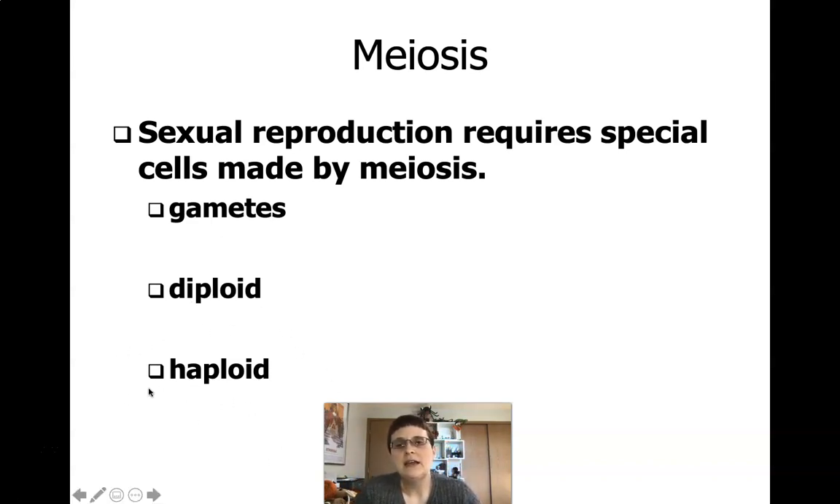Haploid, on the other hand, ha means one. I know that sounds weird, but that's what it means. So haploid means one copy. Okay? So if a cell is haploid, it means it has only a single copy of each chromosome. So for humans, how many chromosomes would there be in a haploid cell? And it's 23, right? Because in a diploid cell, we have 46, diploid for 2. So in a haploid cell, we're going to have 23 chromosomes.